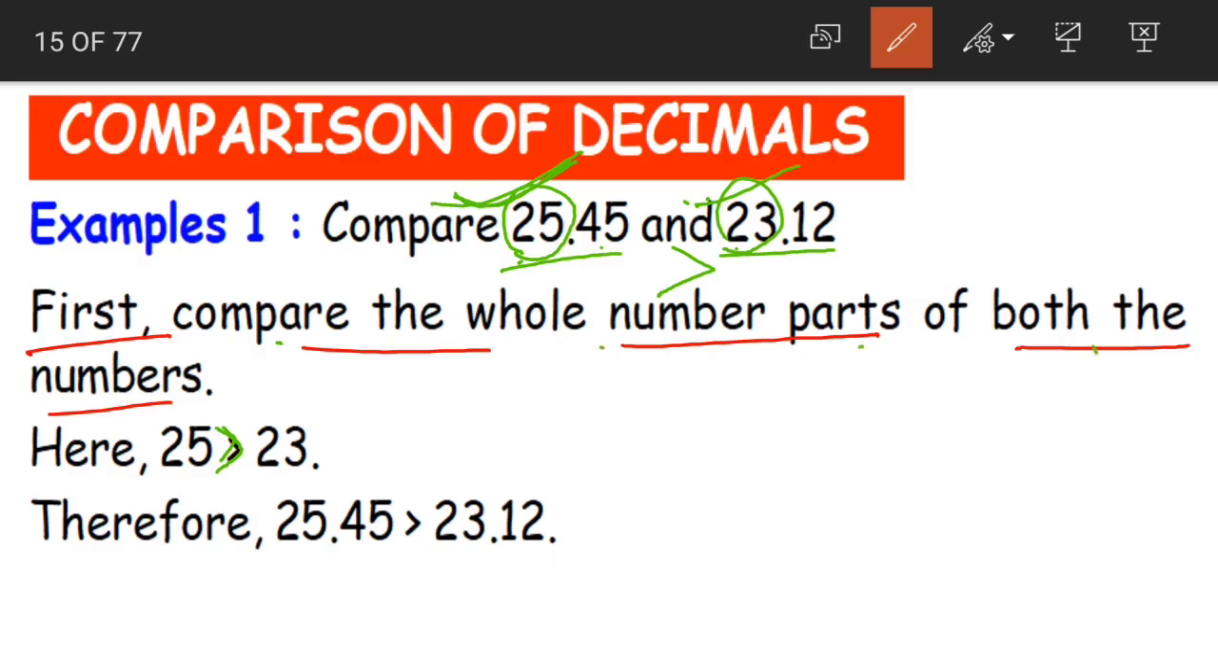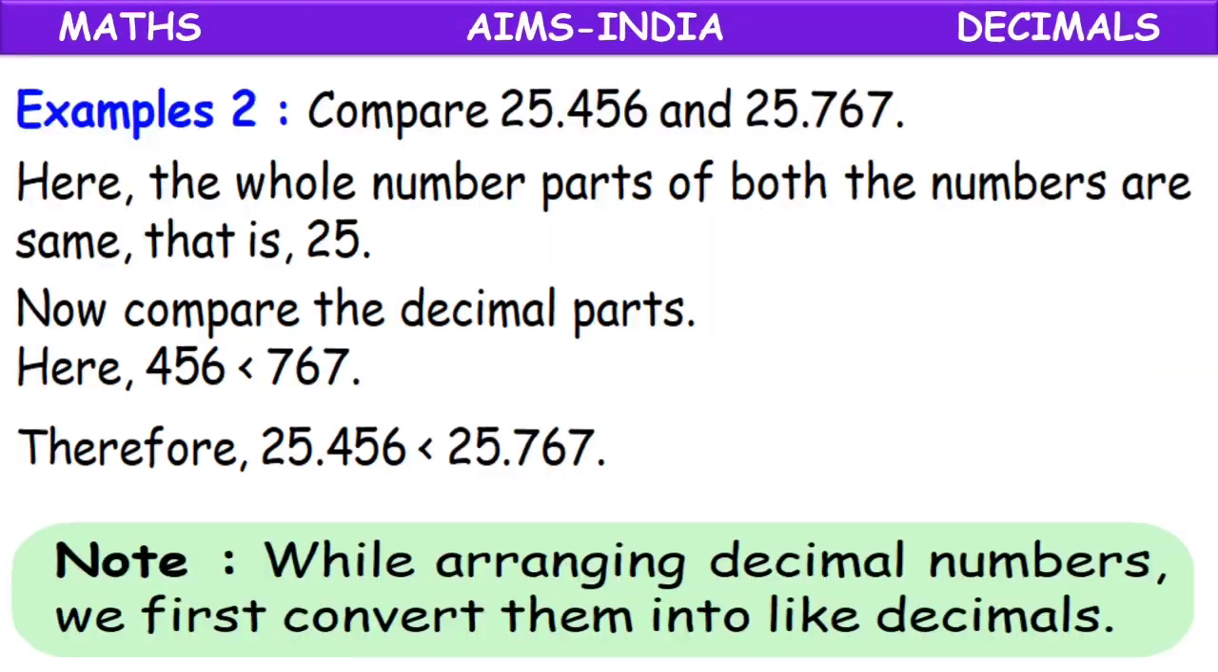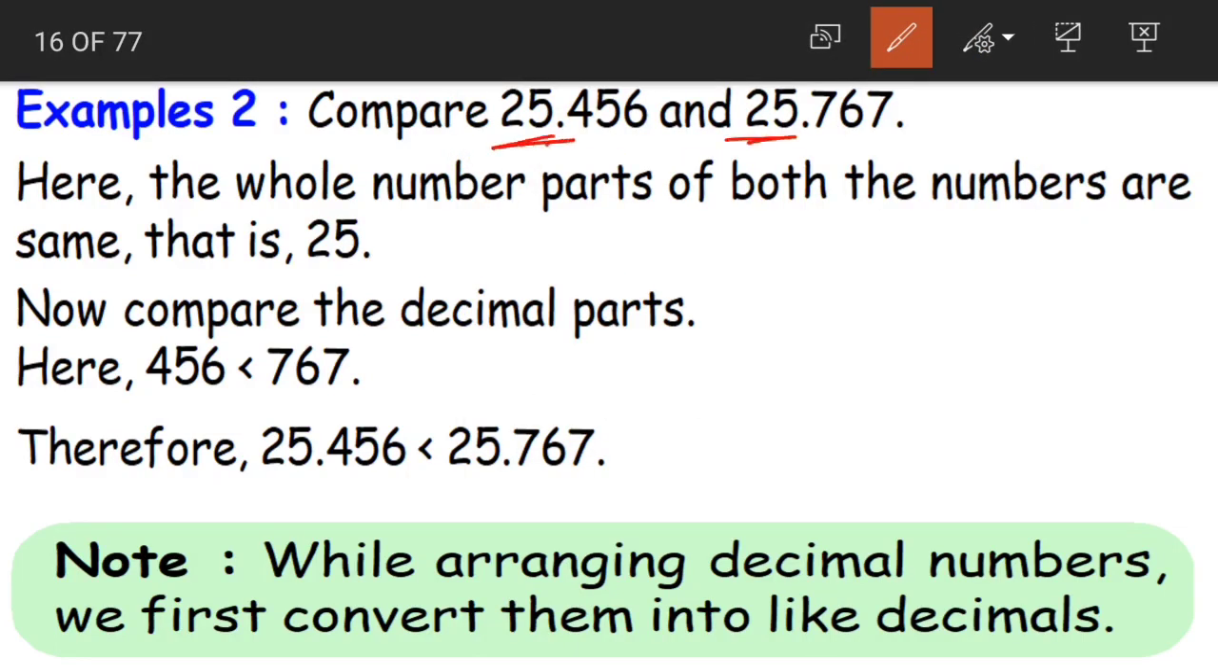First compare the whole number parts. The decimal number with the greater whole number part becomes the greater decimal. Now what if we have two decimal numbers with the same whole number parts? Yes, see 25.456 and 25.767. Now here both the decimal numbers are having the same whole number part, that is 25.